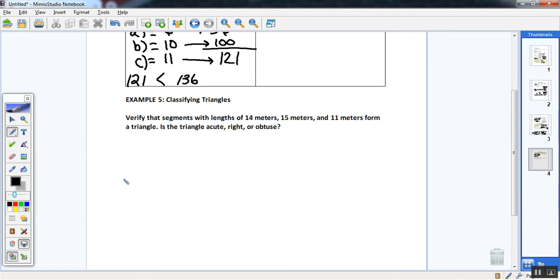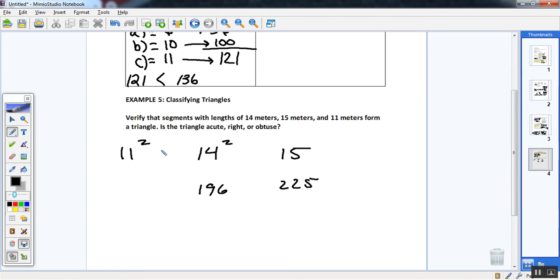Well, the squares are 196, 225, and 121. Okay, so let me write these down. My sides were 11, 14, and 15. All right, go through your squares again. 196, which one does that come with? 14. So the 14 becomes 196 after being squared. 15 is 225. And 11 is 121.